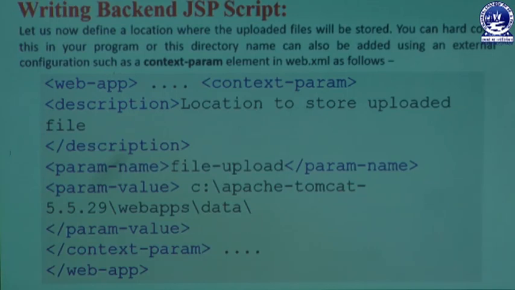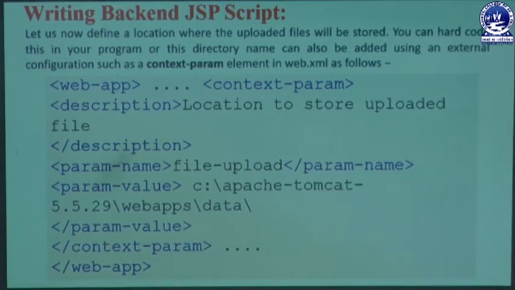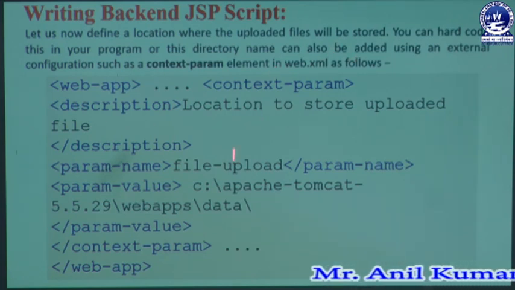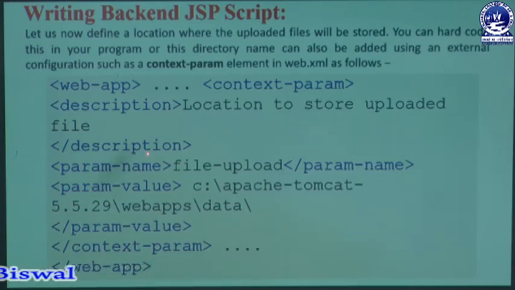Because you know that each and every JSP script must be shown in our environment. If a user wants to put the JSP part, in that moment we must add some coding in that section. So here let us now define a location where the uploaded files will be stored. You can hard code this in your program, or this directory name can also be added using an external configuration which is already displayed in our web.xml file. That is known as extensible markup language. It is one type of configuration file which is already added in our JSP part, or we can say servlet part. But here in this configuration file, it is named the web.xml file.